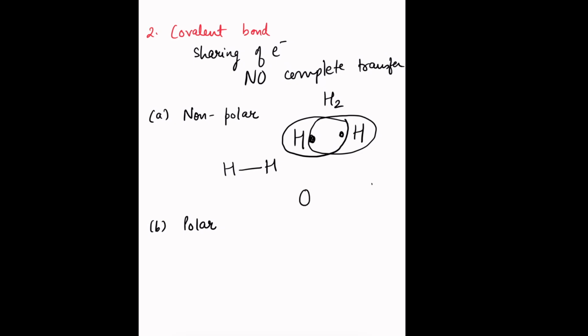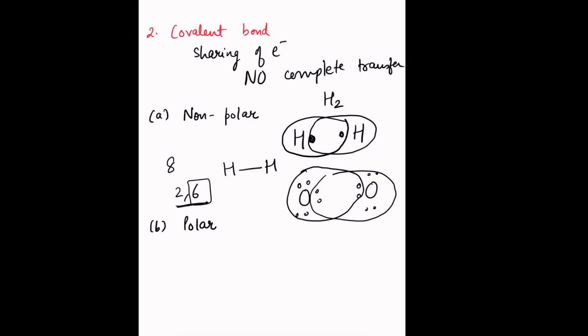The other example is oxygen. So the electronic configuration of oxygen is 2 and 6 because the atomic number is 8. In order to complete the octet, oxygen requires gaining 2 electrons. So I'm just writing the valence electron configuration. What is happening is this oxygen will share 2 electrons with the neighboring oxygen atom. And therefore it acquires 8 electrons. Similarly, the second oxygen will acquire the 8 electrons. And therefore it forms again another covalent bond.